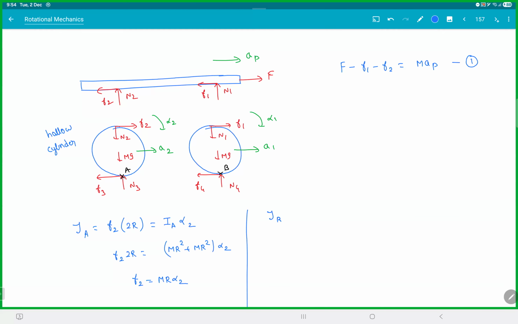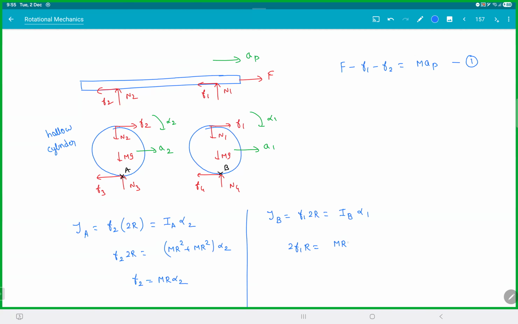If you take torque about B, again same story. F4, N4, Mg, N1 will go off. We'll have F1 into 2r. This will be I_B times alpha 1. This is one thing, be careful. If you take torque about A, you should take I also about A. It looks like common sense, but people accidentally put I center of mass there.